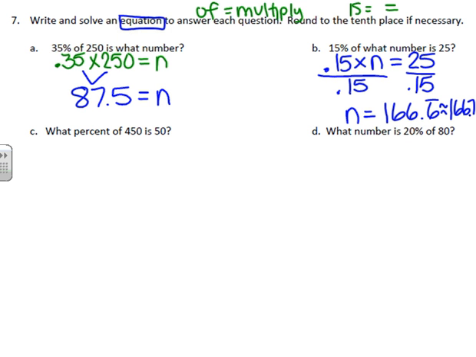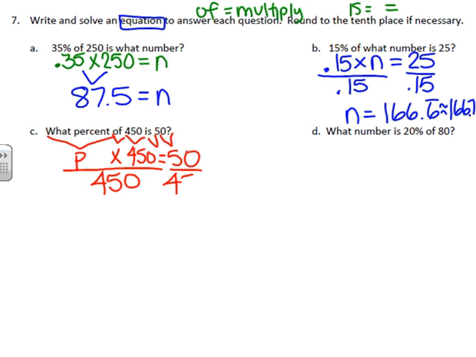On part C, I have what percent of 450 is 50. To solve for the variable, divide both sides by 450, and you get P equals 0.111 repeating. And when you change that into a percent, it's going to round to about 11%.